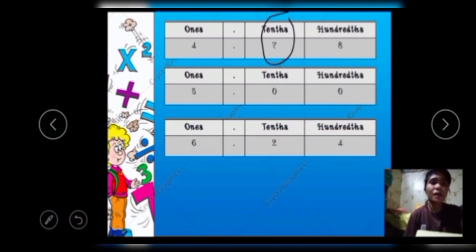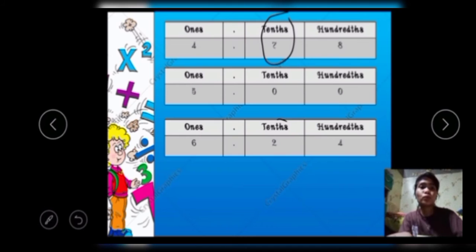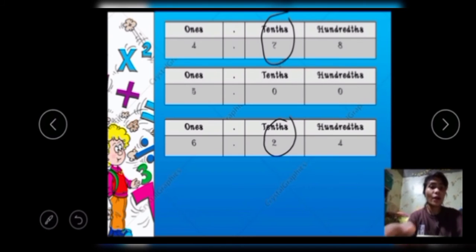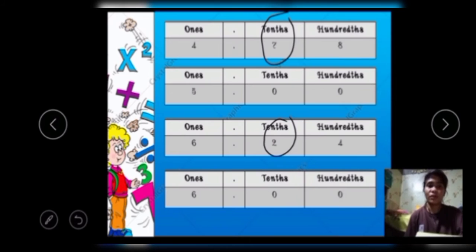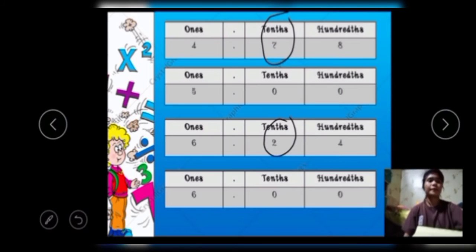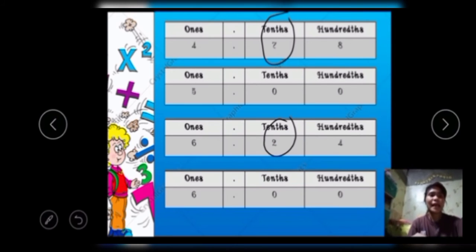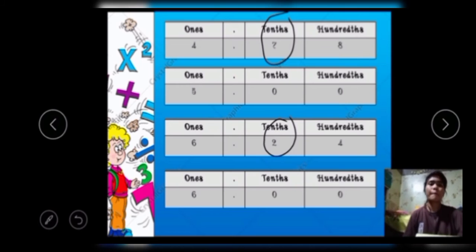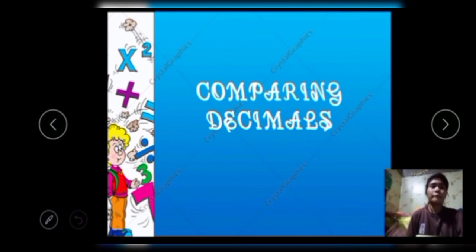Another example is 6.24. Since 2 is in our tenths place, the whole number will remain 6 because 2 is a lower number. That's why we get 6.00. That's all, and always remember that in rounding decimals, always remember the rounding rules. And now, let's proceed to our next topic, which is comparing decimals.